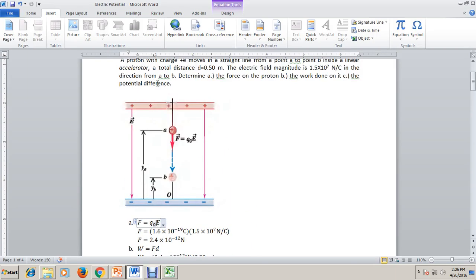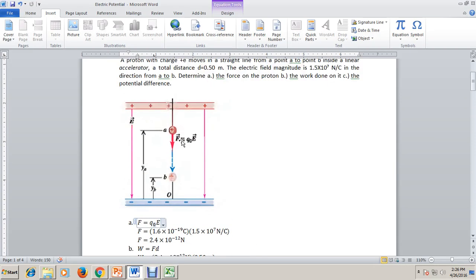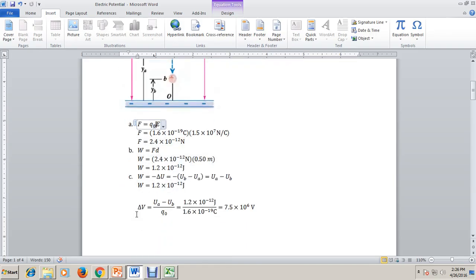It is called the potential difference because we basically get the difference between the potentials at point A and point B. The potential at point A is V sub A. The potential at point B is V sub B. Remember, V and U are different. We refer to U as the electric potential energy. We refer to V as the electric potential, or simply potential.